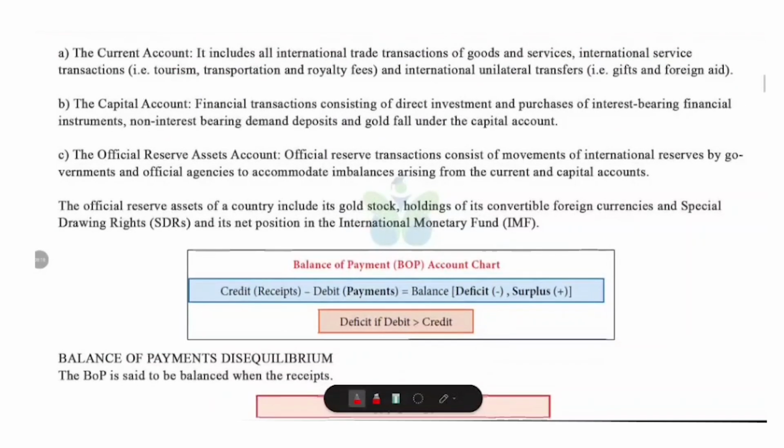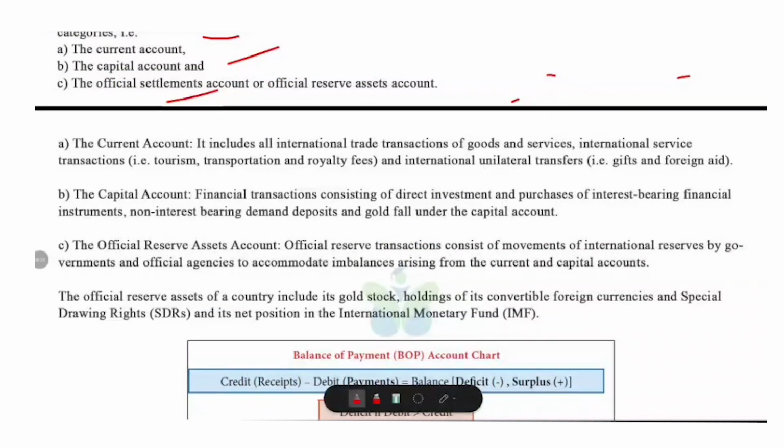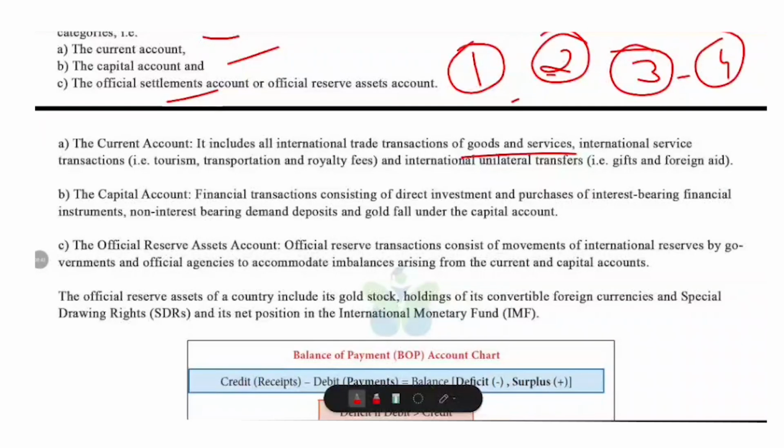So let's look at it one by one. First one, current account. It records all transactions in goods and services, then income receipts, then current transfers. It includes export and import of goods, export and import of services, income from investments abroad and also remittance from citizens working abroad.